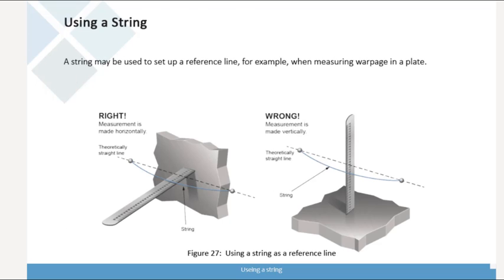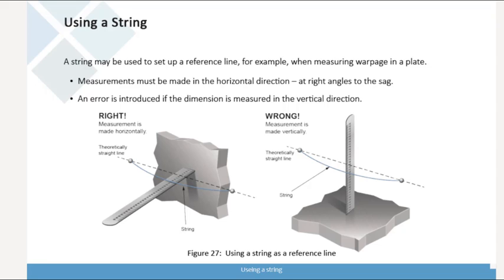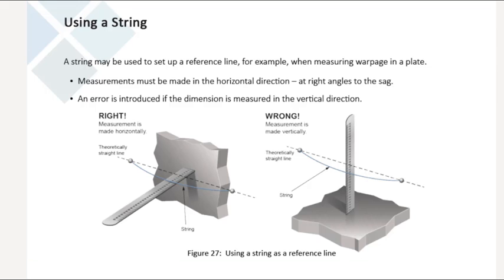A string may sometimes be used to set up a reference line, for example, when measuring warpage in a plate. Measurements must be made in the horizontal direction so that they are at right angles to the sag in the string to avoid errors. An error will be introduced into the dimension if a measurement in the vertical direction is made.